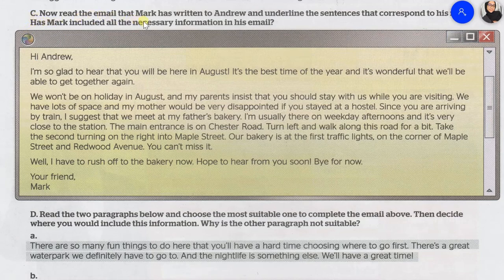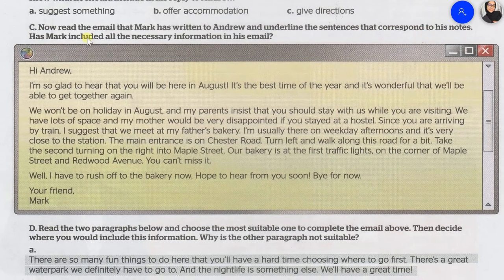Now read the email that Mark has written to Andrew and underline the sentences that correspond to his notes. Okay, has Mark included all the necessary information in his email? Okay, so let's read Mark's email.